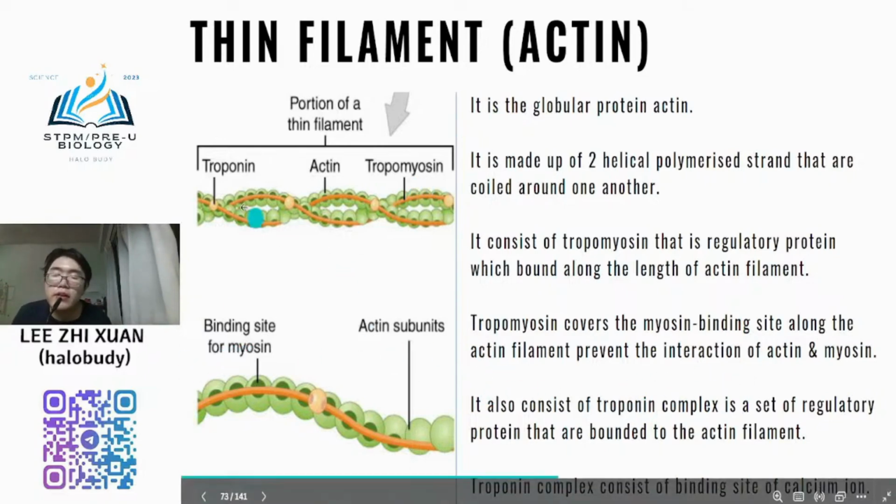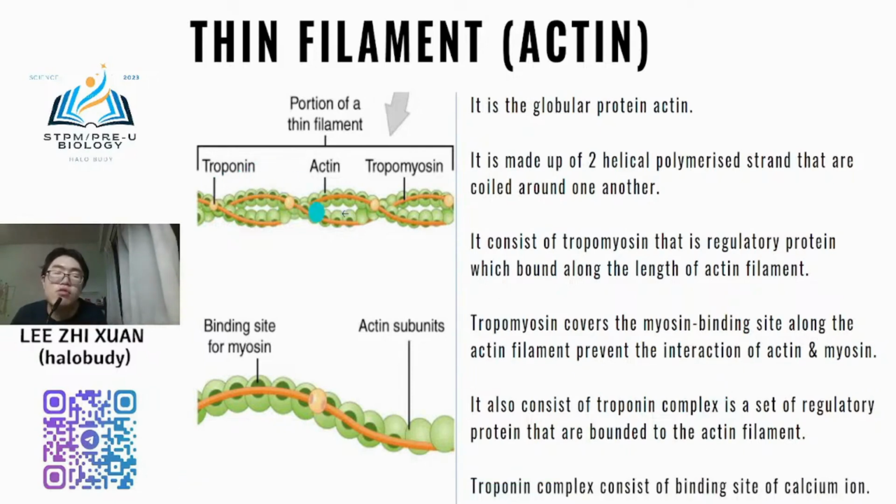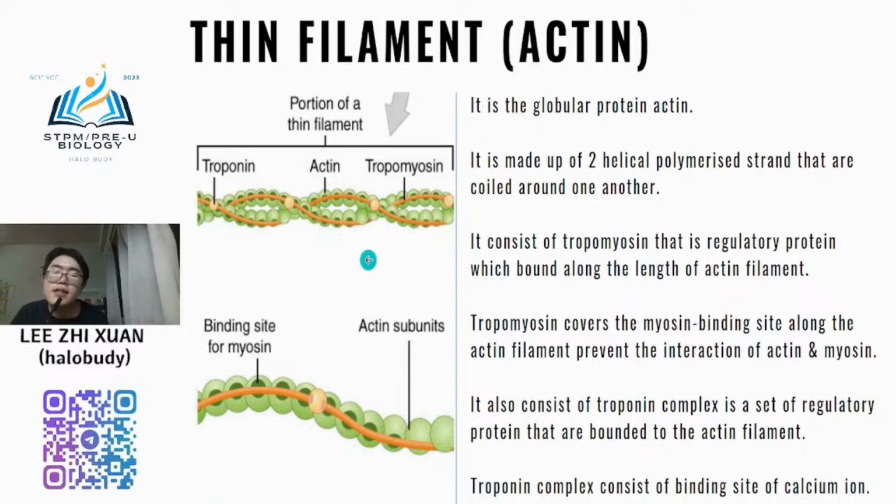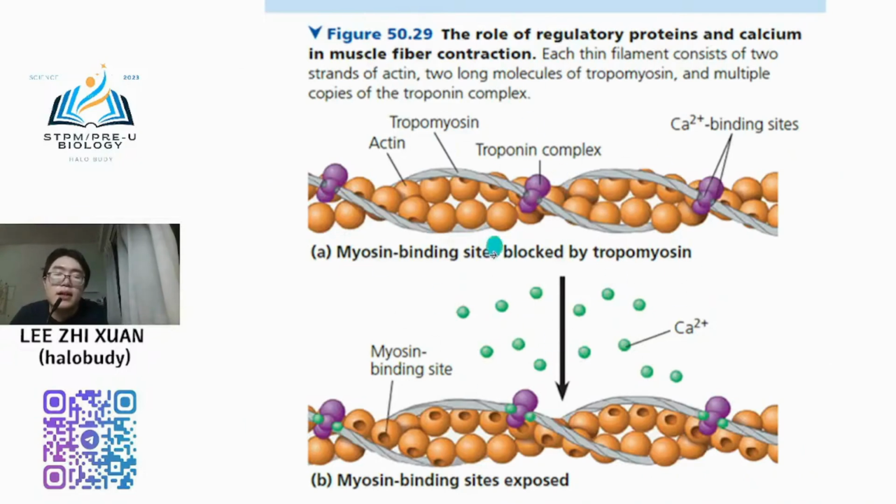It also consists of troponin molecules that are bound to the actin filament. Normally troponin is the place to bind the calcium ion. Troponin plays the role of making the tropomyosin not bound to the myosin binding site, so that the myosin head can bind to the actin molecule. Okay, so this is the general structure of the thin filament and thick filament. This slide shows that the calcium ion plays a role during fiber contraction. Later I will explain it in the skeletal muscle contraction mechanism.